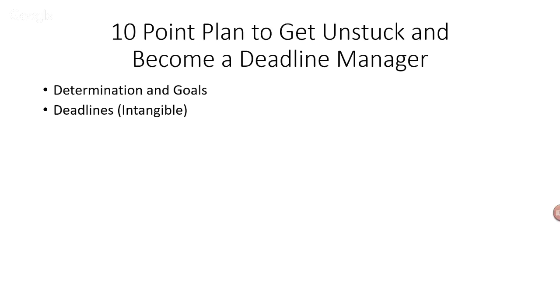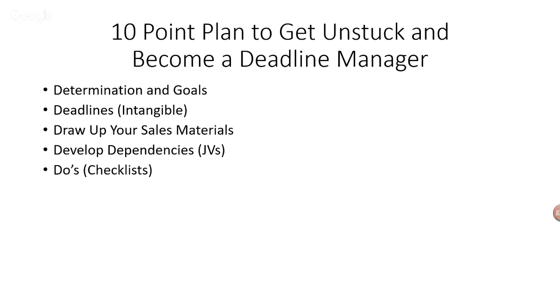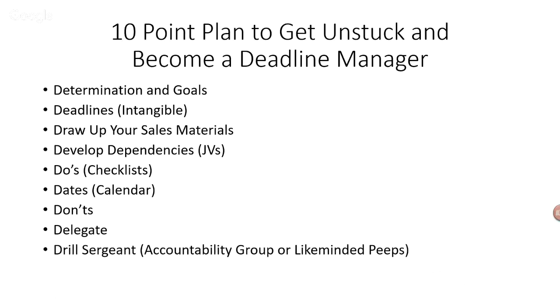We have to understand how to manage intangible deadlines, and being able to draw up our own sales materials. As well as developing dependencies, or in other words, figuring out how to develop relationships, depending on JVs, developing do's and dates and don'ts. We also want to be able to delegate. Those are the things we want to be able to do: give other people something to do to help us achieve our goals. And then we need to have accountability, and we need to have like-minded people around us to help us move forward.